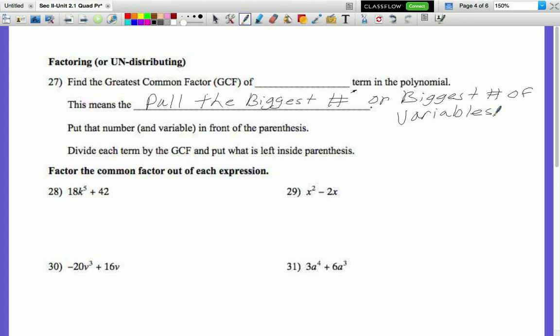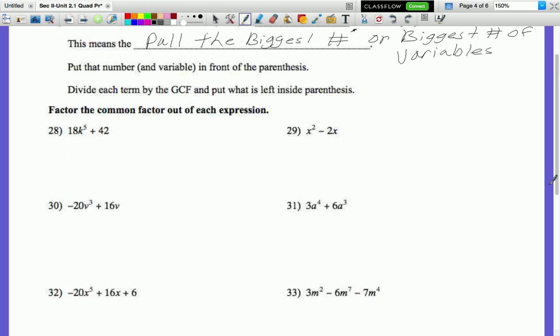So the whole goal is we're trying to find something in common between everything that's there and pulling it out front. A couple of things that can help you: put the number and the variable in front of the parentheses. Whatever you pull out comes in front of the parentheses. Divide each term by the greatest common factor. Put what's left inside the parentheses. So let's look at 28 for an example. I need to find the biggest number in common between 18 and 42.